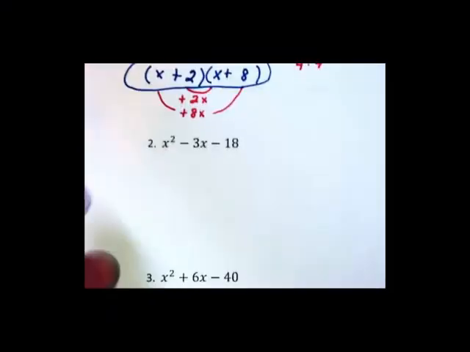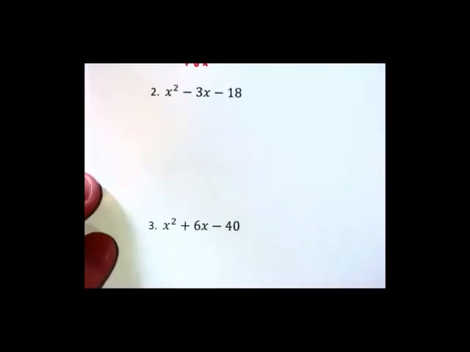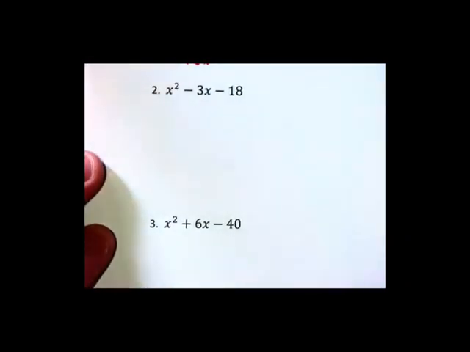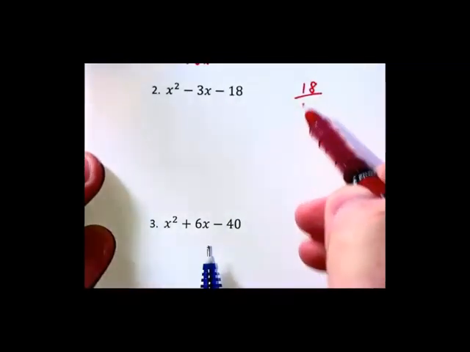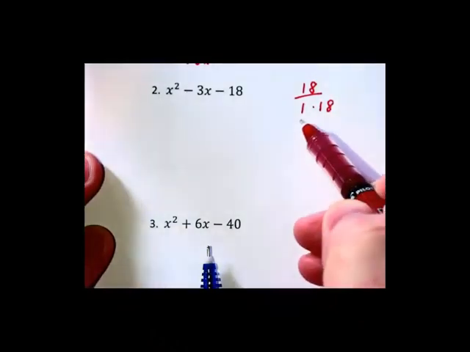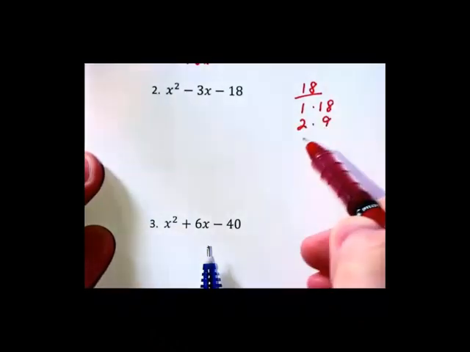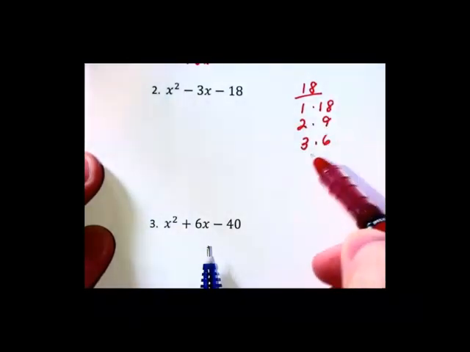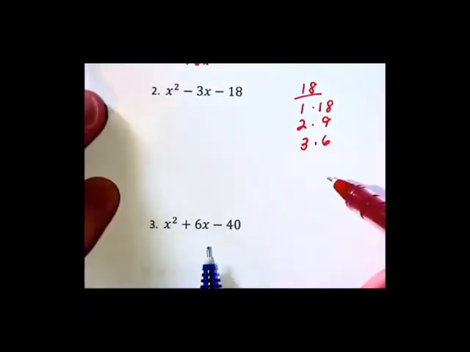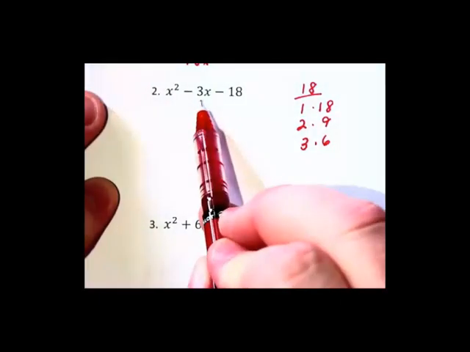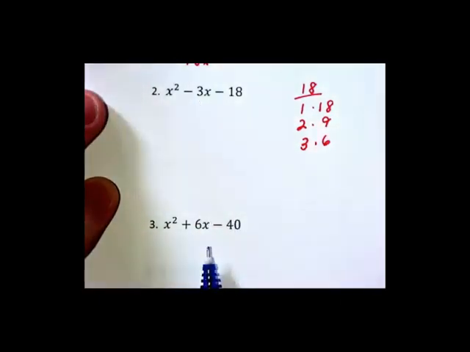On the next problem here, x squared is out front. There is no GCF that goes into all three terms, so we begin to examine that 18. Different factor pairs: 1 times 18, 2 times 9, 3 times 6, and 4 and 5 don't go in. You really have to know your times tables well to do these problems. Now, which of these will add or subtract to make this 3 in the middle? The answer is the 3 and the 6.